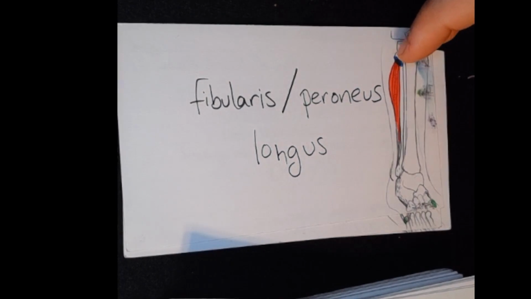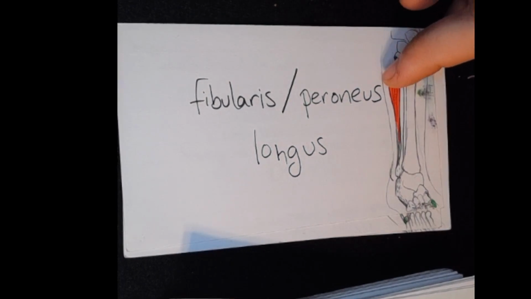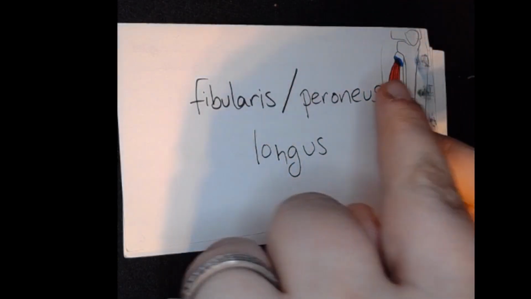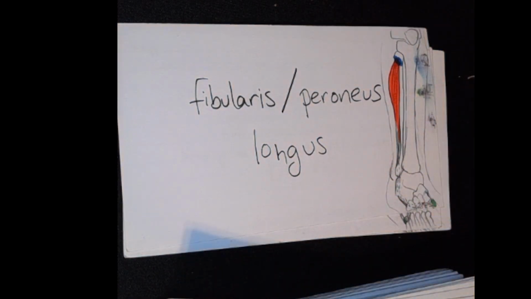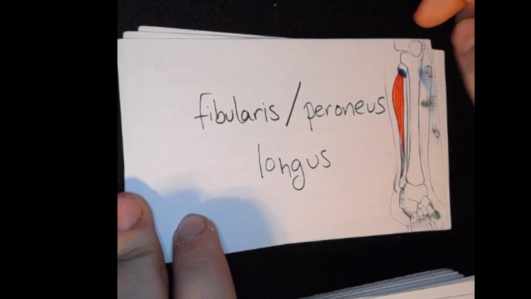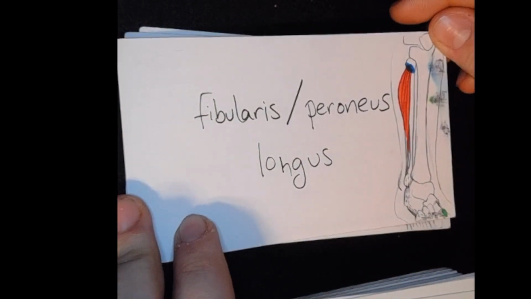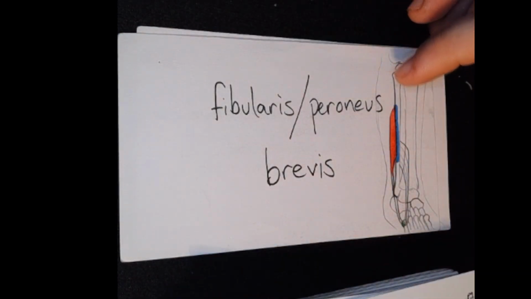Peroneus longus. Origin: lateral proximal fibula and interosseous membrane. Insertion: plantar surface of first cuneiform and metatarsal. Action: subtalar eversion and assists in talocrural plantar flexion. Innervation: superficial peroneal nerve.